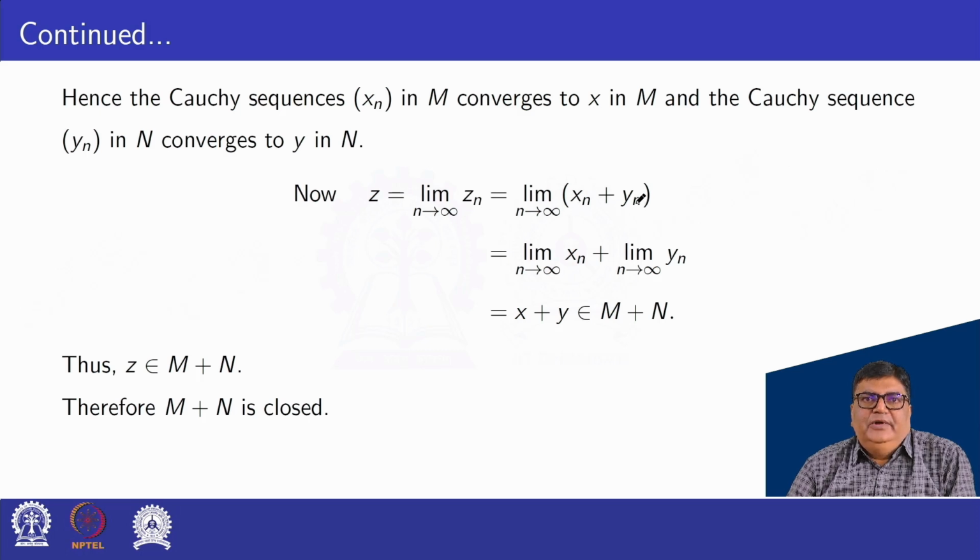Zn is xn plus yn, so this is equal to limit n tends to infinity of xn plus yn, which can be written as limit of xn plus limit of yn. Since xn converges to x and yn converges to y, where x is an element of M and y is an element of N, x plus y is an element of M plus N. Thus z is an element of M plus N. Therefore M plus N is closed.